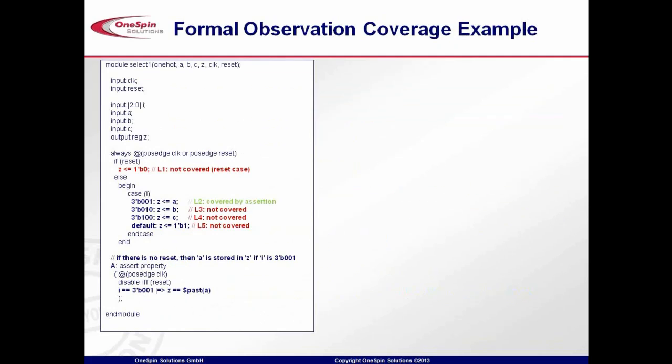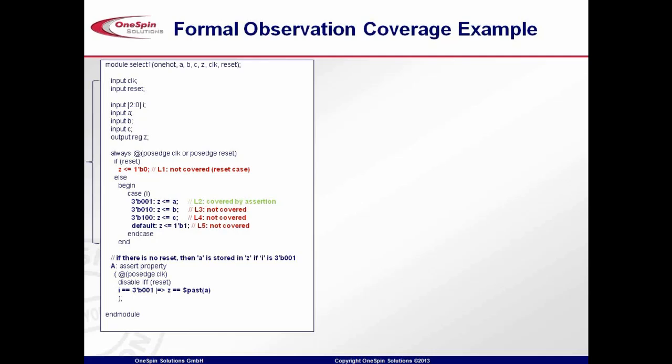Okay, one example can be this. We have 5 locations and only one assertion in the design. So this is basically the boundary. The assertion states that if our index is 1, the value of z will get, in the next clock cycle, the value of A. And obviously, we will only cover the green one, our coverage point L2.